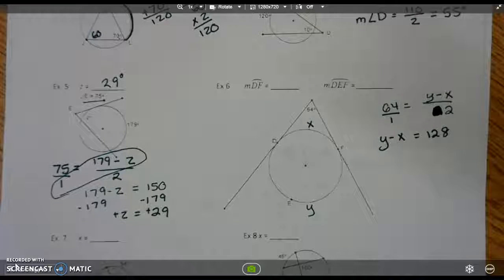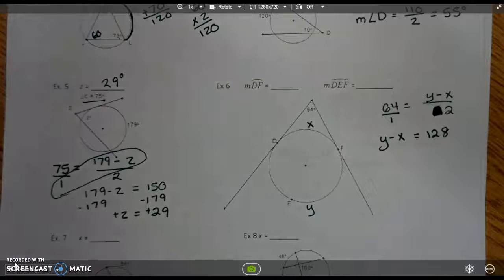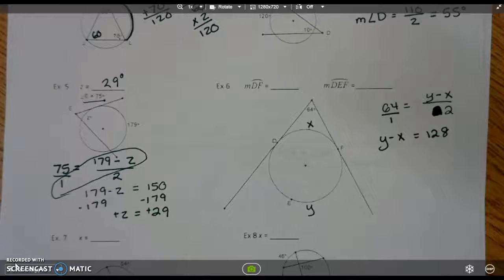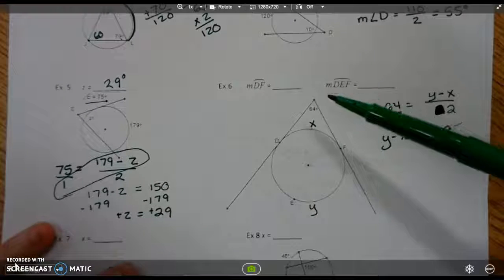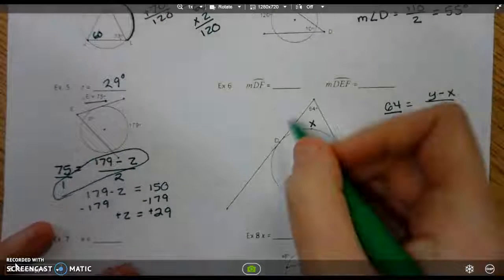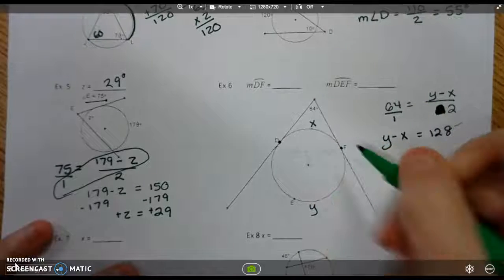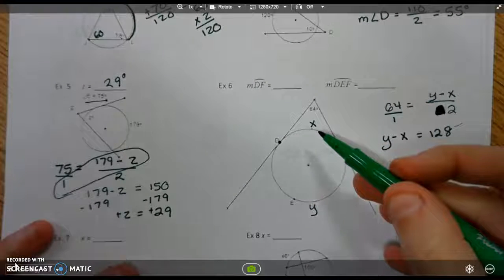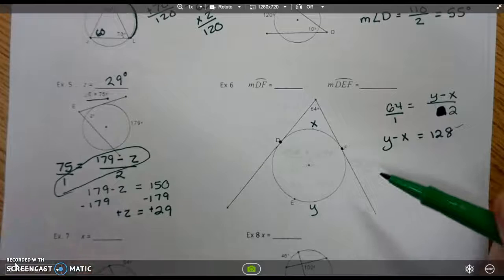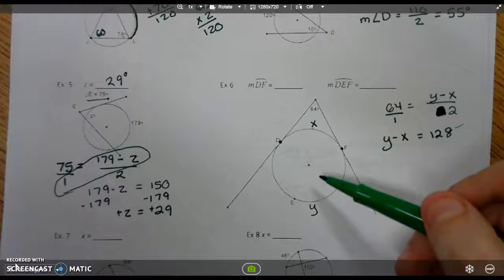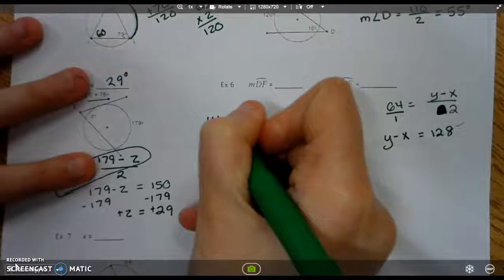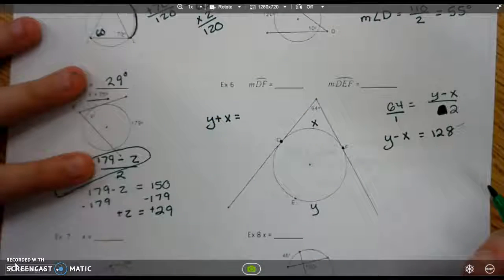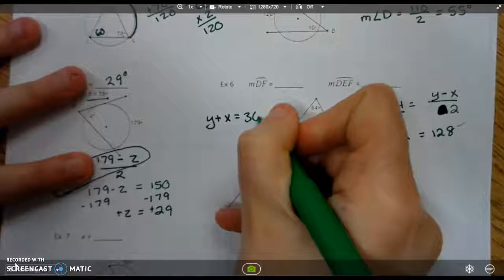So I get y minus x is equal to 128. Now, I can't do anything else with this equation currently. So I'm going to look back at my circle. If you notice, both of these lines are tangent, and that just breaks this into 2 arcs, a major arc and a minor arc. If I just have a major arc and a minor arc in 2 pieces, then I know that y plus x is equal to the whole circle.